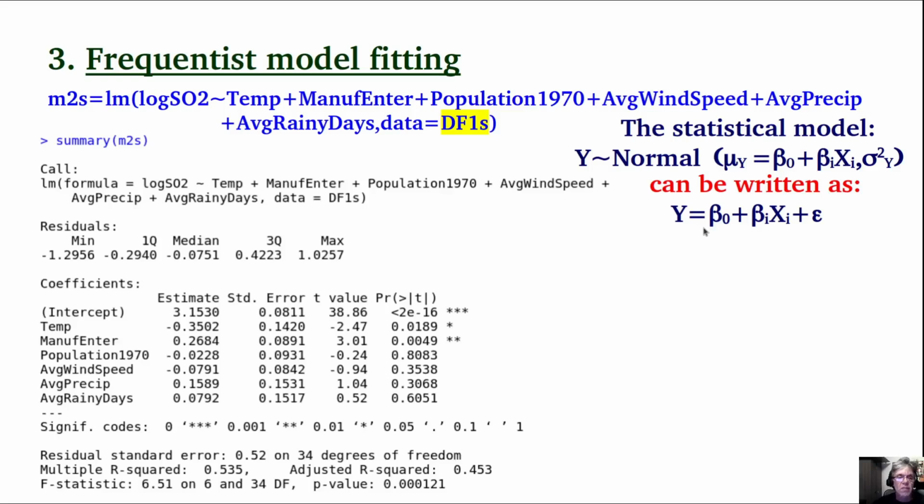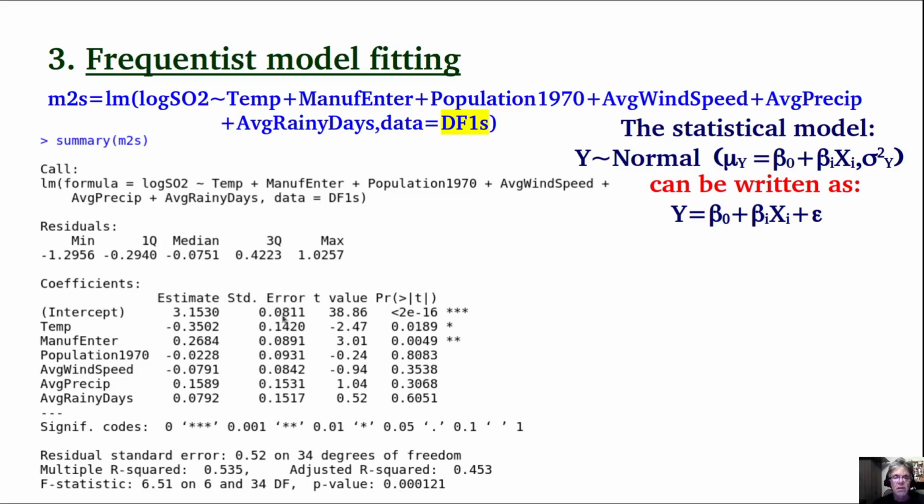So the summary of the model is the following. Here we have the descriptive statistics of the residuals. Here we have the intercept, which is, in this case, because the variables are standardized, the mean of the log of SO2 for a city of average temperature, average number of enterprises, average population size, average wind speed, average precipitation, and average number of rainy days.